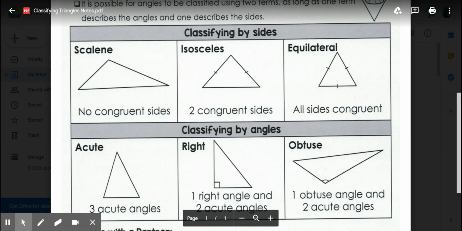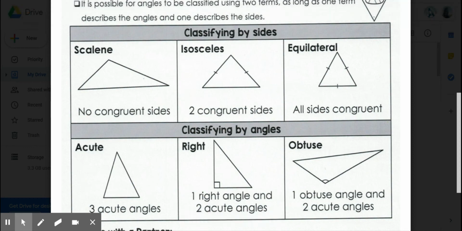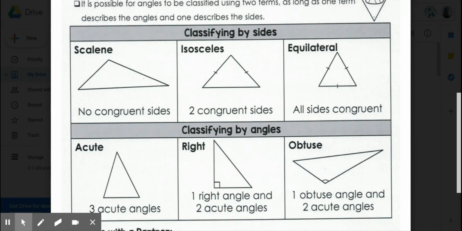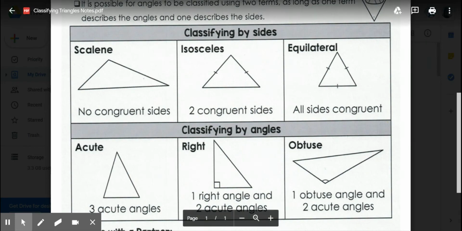Next, we have our equilateral triangle right here. That means all sides are congruent, or the same. Notice they have 3 tick marks on each side length to indicate that they are congruent.